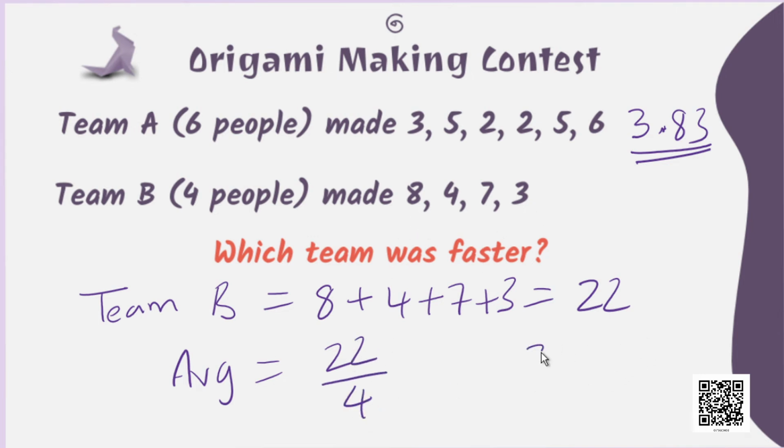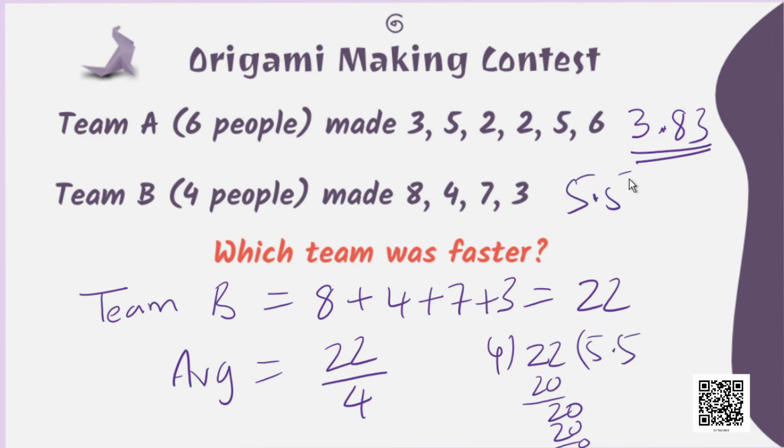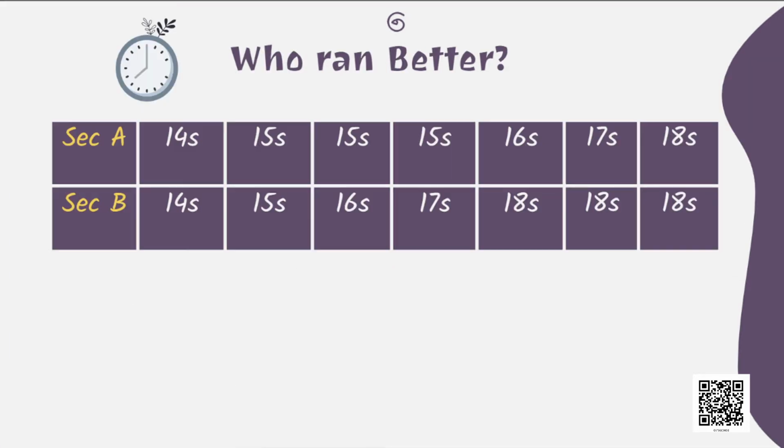So what is 22 divided by 4? So it is 5.5. The team B's average is 5.5 models. So children, looking at these numbers, we can say that team B made more models. That is, they were faster compared to team A.